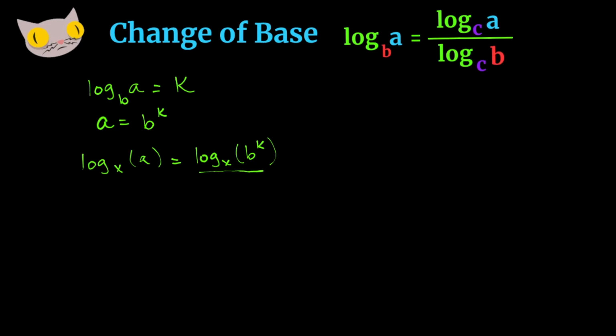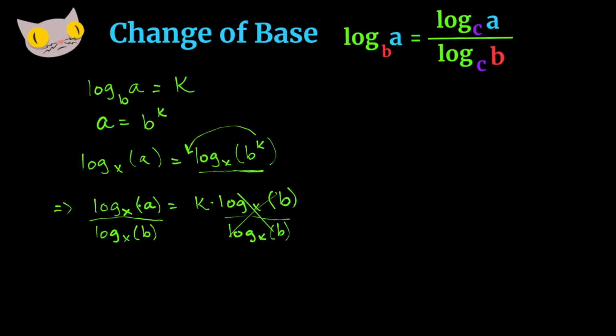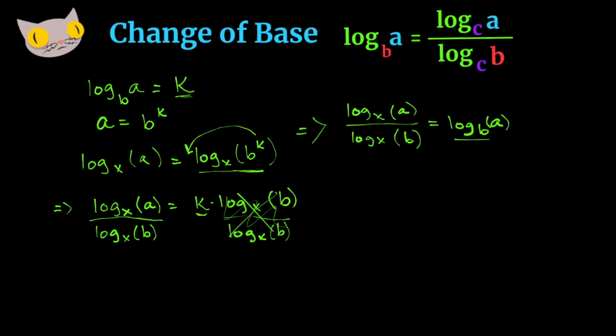Now we'll apply the power rule to the right side of the equation, and we went over the power rule earlier in the video, where we can just bring this exponent out to the front of the logarithm. So we're going to get log base x of a is equal to k times log base x of b. Now we can solve for k by dividing both sides by log base x of b. So we get log base x of a over log base x of b is equal to k. And we have our k value up here. So filling in our k value, we are left with this, which is basically what we have up here. So there's our proof for the change of base property for logarithms.